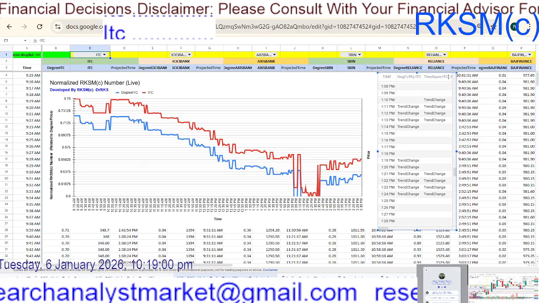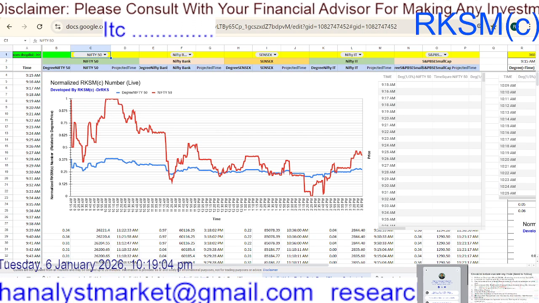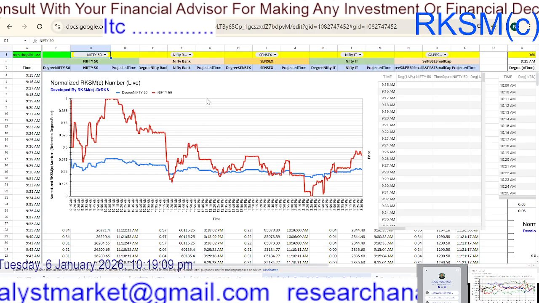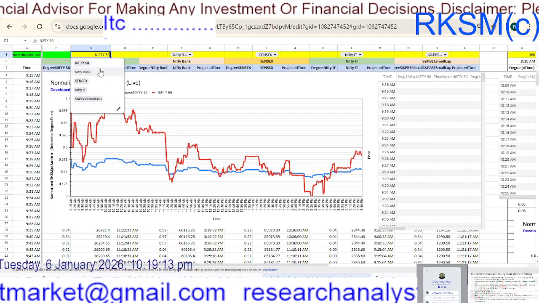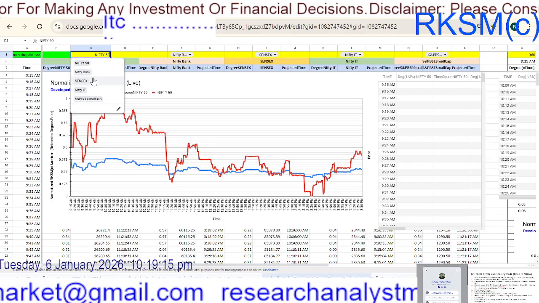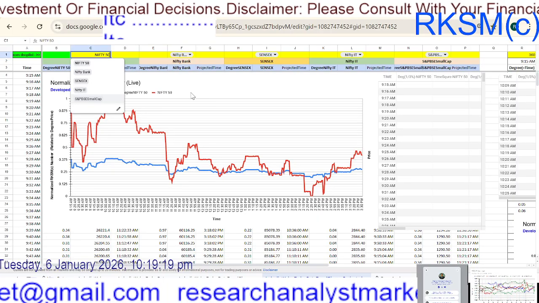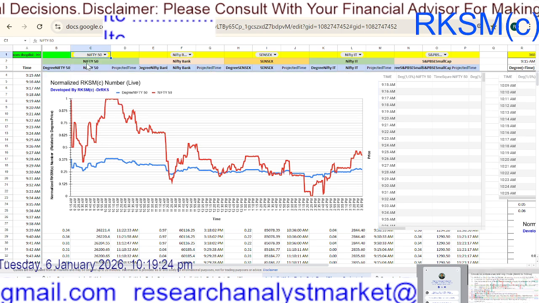Suppose, let me explain with something apart from ITC. Let's have a look at the index. It can be applied to indices also. Now we have considered five indices: Nifty 50, Bank Nifty, Sensex, Nifty IT, and small cap. Suppose we have a look at the Nifty. We have selected Nifty.